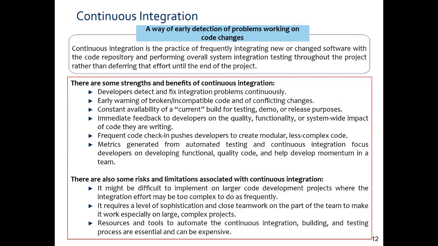Now continuous integration is the focus of Scrum, isn't it, to cross-check every piece of code that is part and parcel of a shippable item or deliverable, and there can be some risks and limitations. If there is a large code development project, continuous integration, building and testing will not be that easy, but you have the support of resources and tools to automate these things.